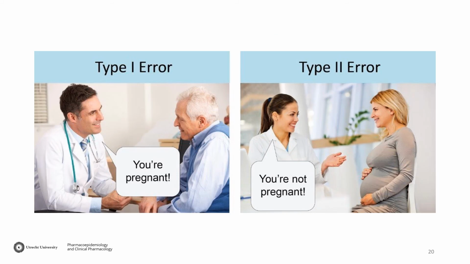And here I have two examples of type 1 and type 2 errors. For the type 1 error, it would be telling an elderly man, hey, you're pregnant. Here we know men can't really get pregnant, so this would be falsely telling you're pregnant when you're actually not. And for the type 2 error, if you have a woman and you're saying, hey, you're not pregnant when she is actually pregnant, then that would be the type 2 error.